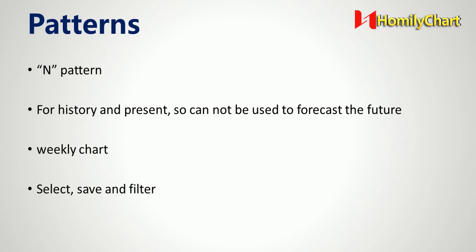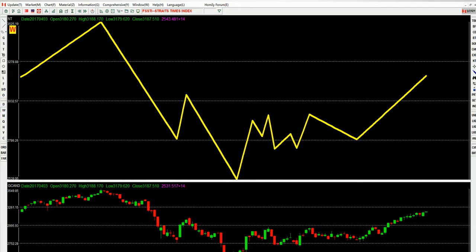So let's see some examples. This function is called untending, like unpattern, okay? So I will show you how to use this function effectively. This is the candlestick, the normal candlestick. This is the unturning, okay? So firstly, I use the weekly chart.